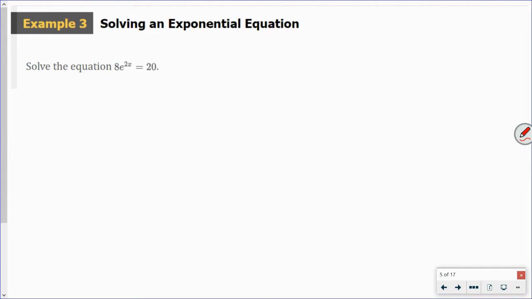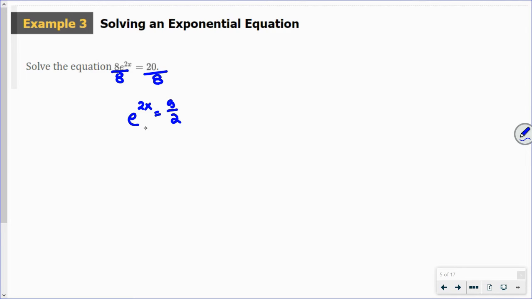Okay, solve the equation here. And on all these, I'm going to put the exact and the estimated solution. Just know to watch whichever one the question may ask for. Here I need to isolate this exponential, so I actually have to divide by 8 first. So then you get e to the 2x equals, this would reduce to 5/2.